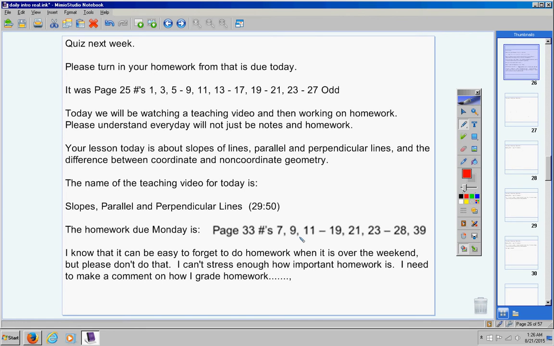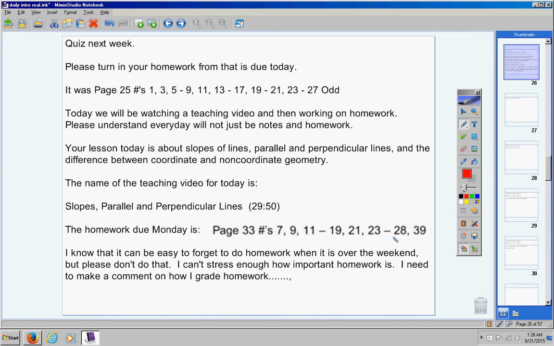I know that it can be easy to forget to do homework when it's over the weekend. Please don't do that. I cannot stress enough how important homework is. And by the way, I need to talk to you about how I grade homework. I do not grade your homework for accuracy. In other words, I do not check your answers. I just make sure that you did 7, 9, 11 through 19, 21, 23 through 28, and 39.